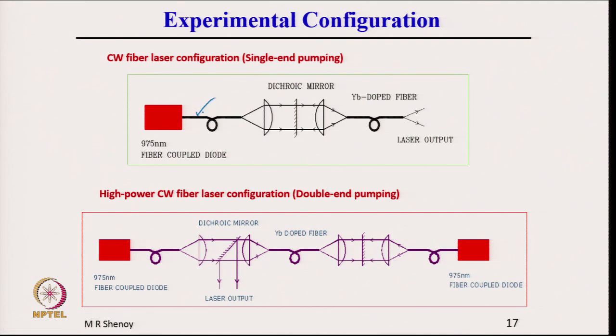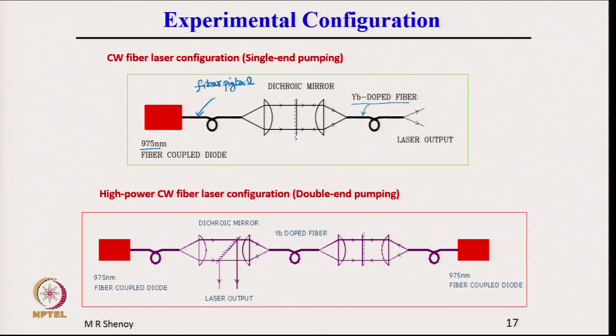So, this is the fiber pigtail. Pigtail means the laser diode at 975 nanometer, the power output is delivered by a fiber. This one is the doped fiber. The output from the fiber is collimated and then coupled to the fiber.